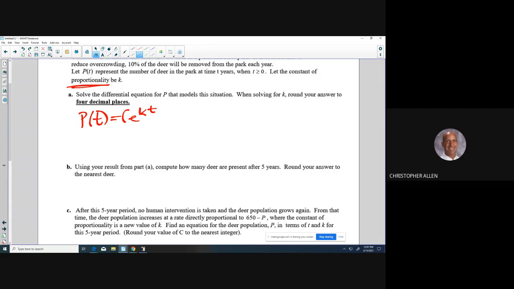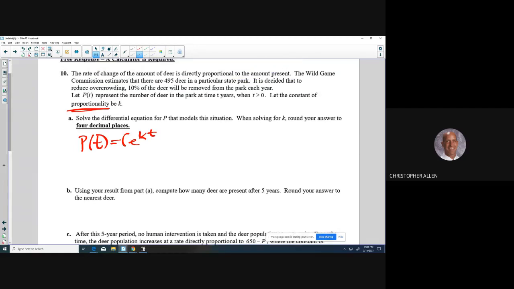Now, in this particular case, they're telling us that the deer are getting out of control, so they're going to try to actually remove 10%. It's kind of cruel. They're basically saying we're going to eliminate 10% of the deer each year. So let's kind of put that into practice. Let's just keep it simple. Let's make it even easier than this.